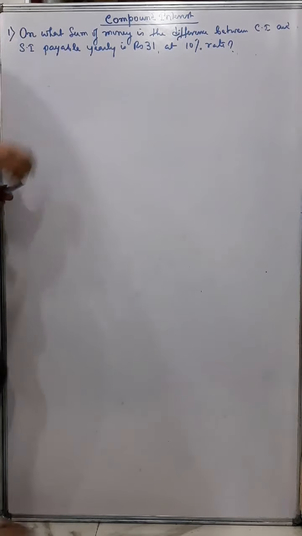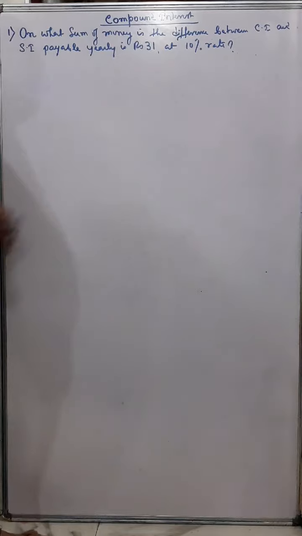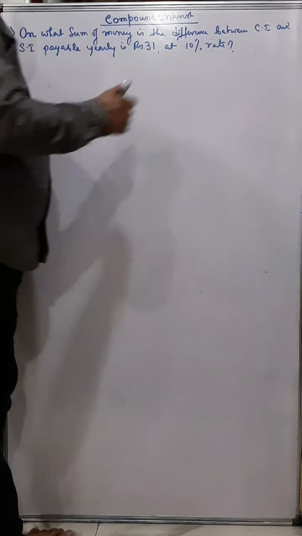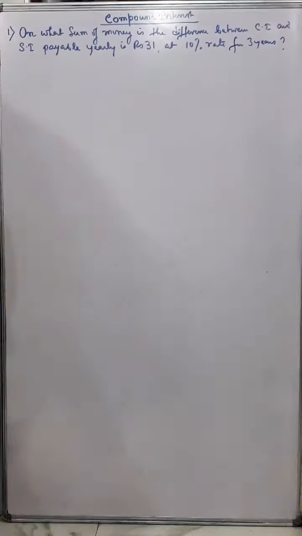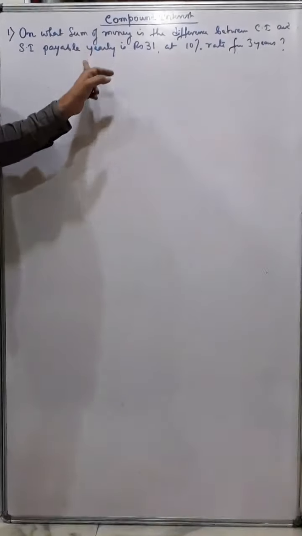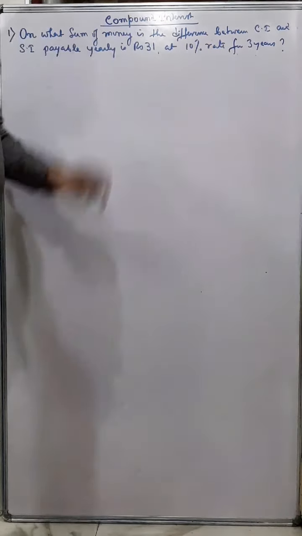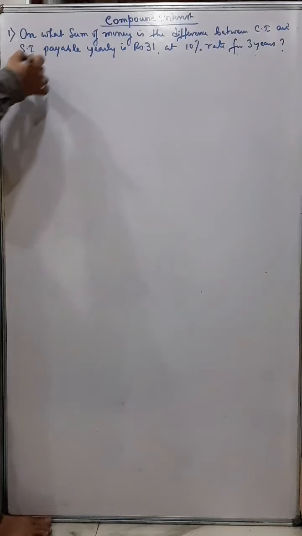Now, first in this sum, what they told: on what sum of money is the difference between CI and SI payable yearly rupees 31 at 10% rate for 3 years. You understood the question? They asked you the principal. You have to find the principal, and on the same principal, the difference between CI and SI is rupees 31 for 3 years. Rate is 10%. First we will do this sum in two parts.